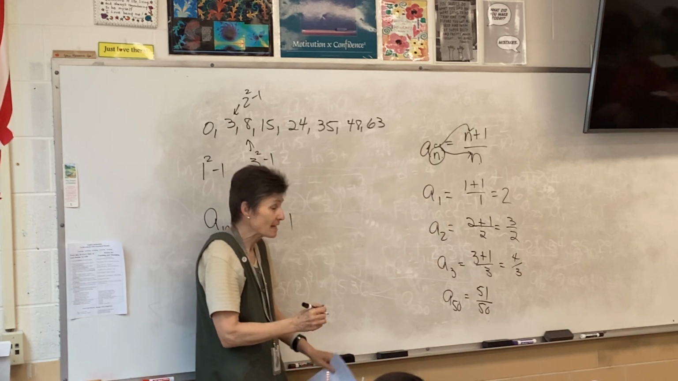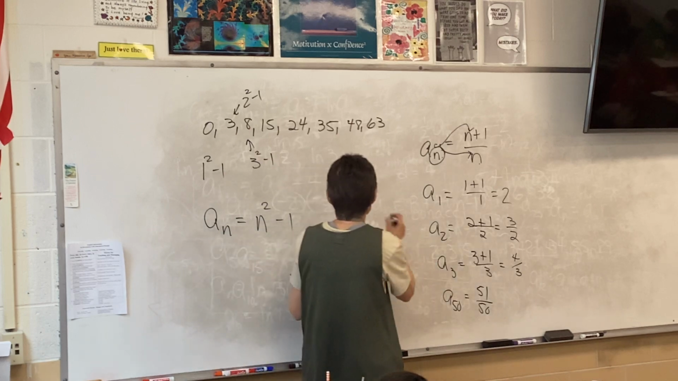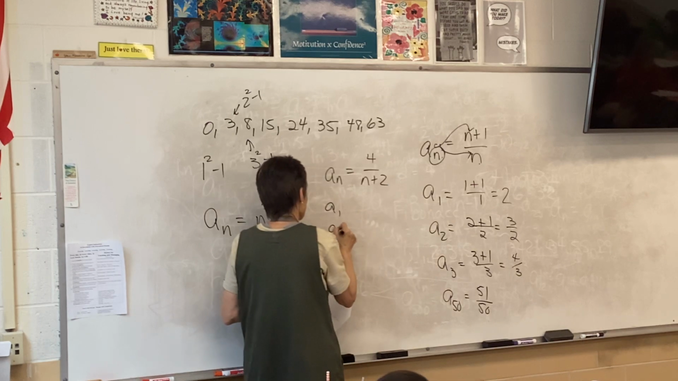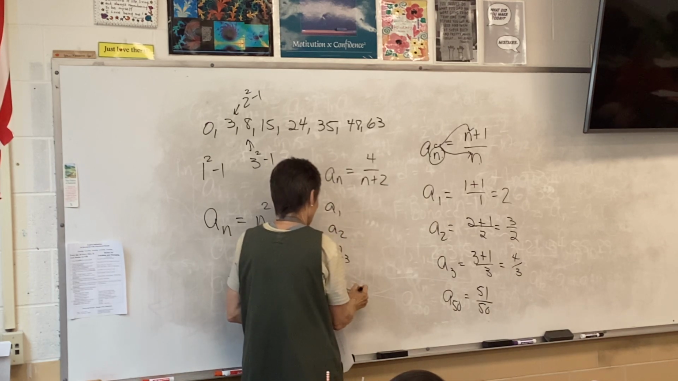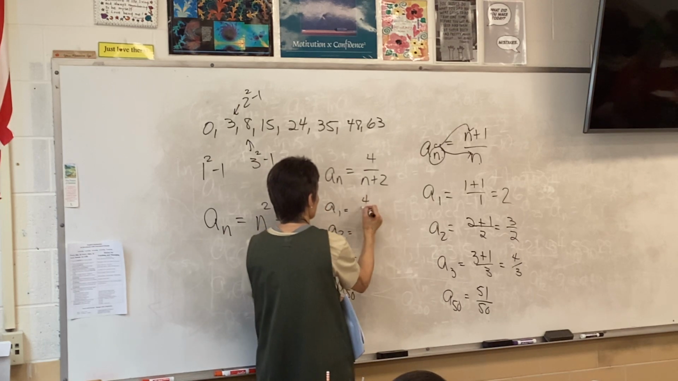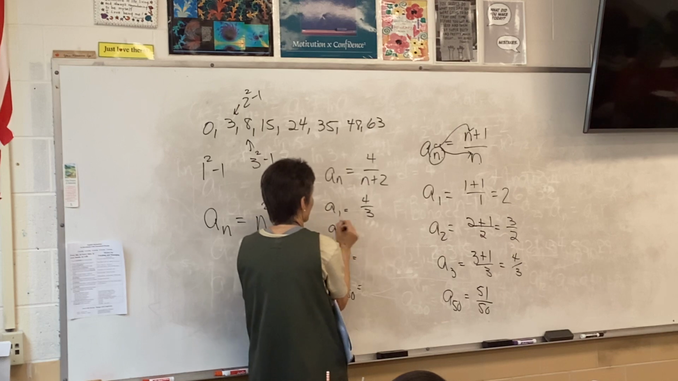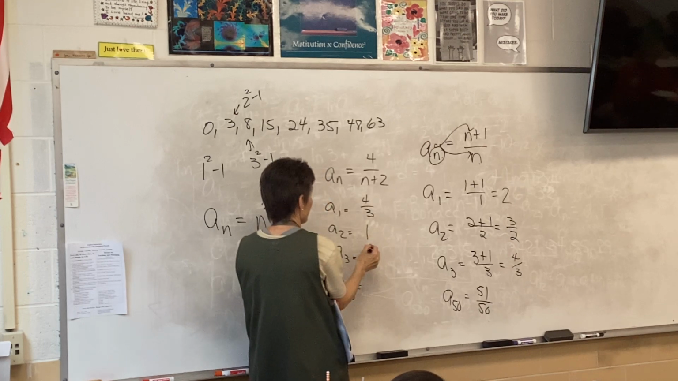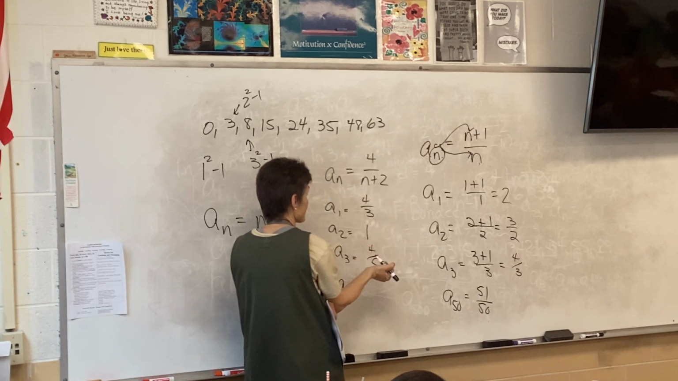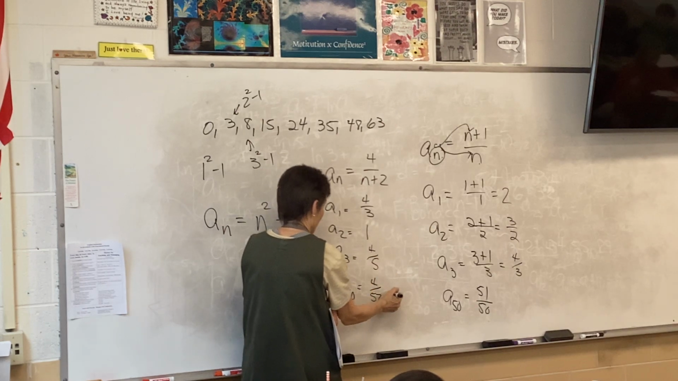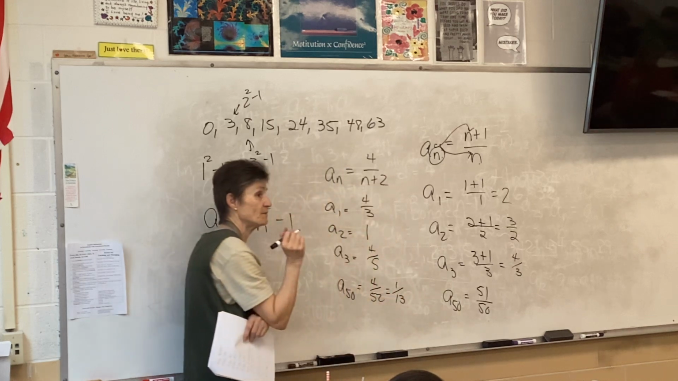Don't make it hard, that's so easy. How about the next one? A sub n equals 4 over n plus 2. I need first, second, third, and 50th. So what's the first one? 4 thirds. Wouldn't the next one be 1, because it's 4 over 4? Next one will be 4 fifths. And the 50th is 4 over 52, which reduces to 1/13.